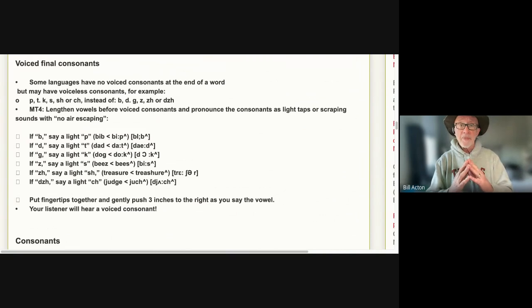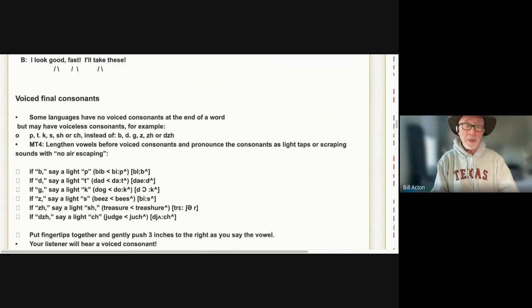So, bib, bib. No air is coming out of my mouth on that P at the end. Bib. But the most important thing is the vowel. I'm lengthening the vowel, and normally anybody who speaks English will hear that as a D. If there's no air on it, they're going to hear it as a B, not a P. That's basically the idea, with a slightly longer vowel. So that's the trick. Let's go back to the MT4 for a couple of minutes.